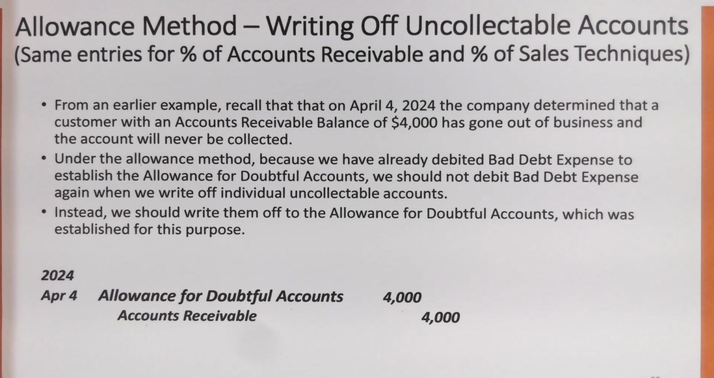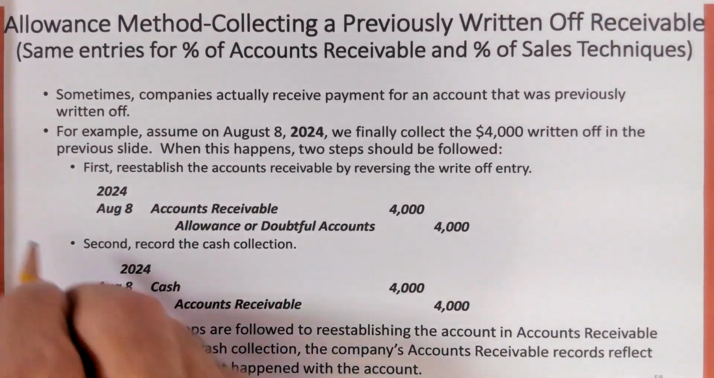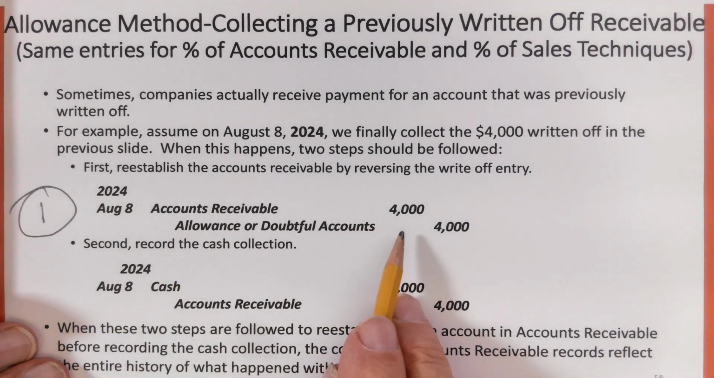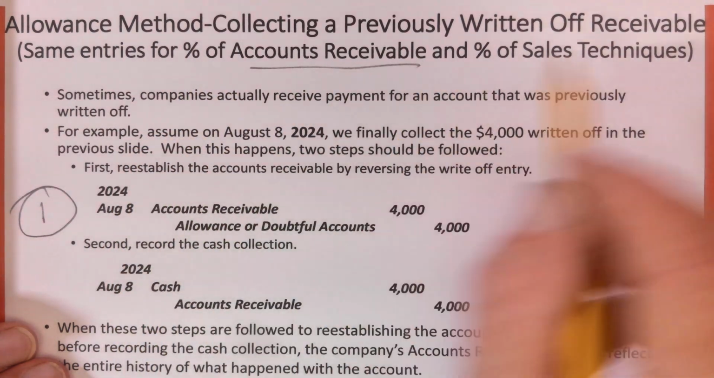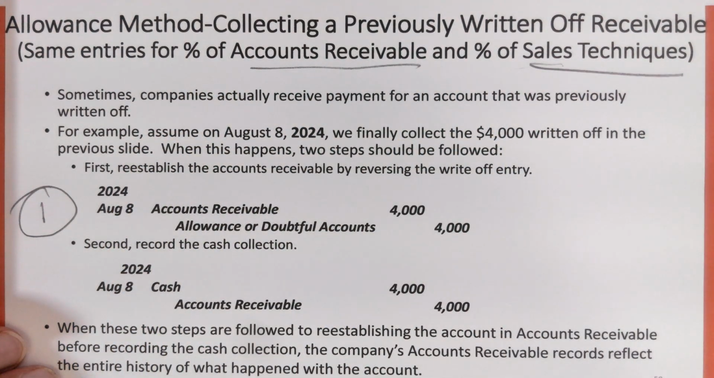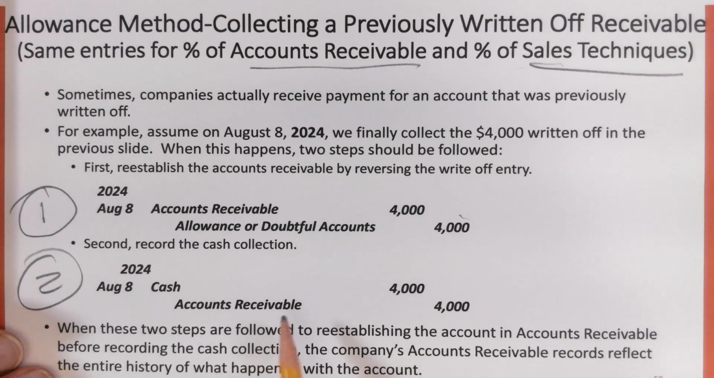Now, what about this? What if we write it off and then the customer shows up later and wants to pay the full amount? No problem. We've already learned how to do that. What we're going to do is, number one, reestablish the receivable just like we did before. It's the same entries under the percentage of accounts receivable and the percentage of sales techniques. The entries are the same. So we reestablish the accounts receivable, and then step 2, we go ahead and record the receipt of cash. So that's how that works.